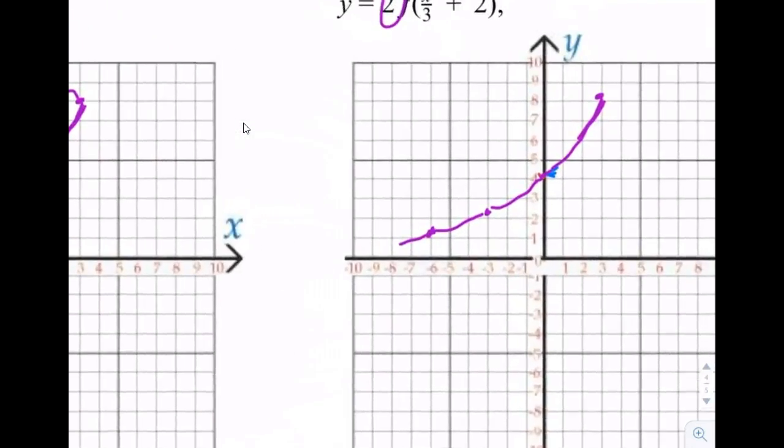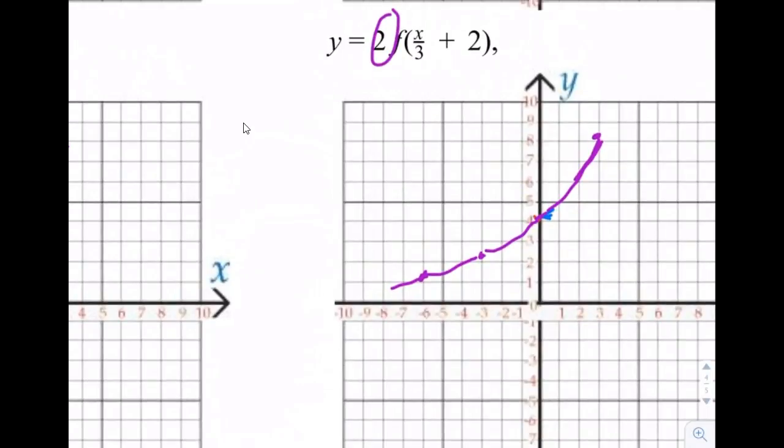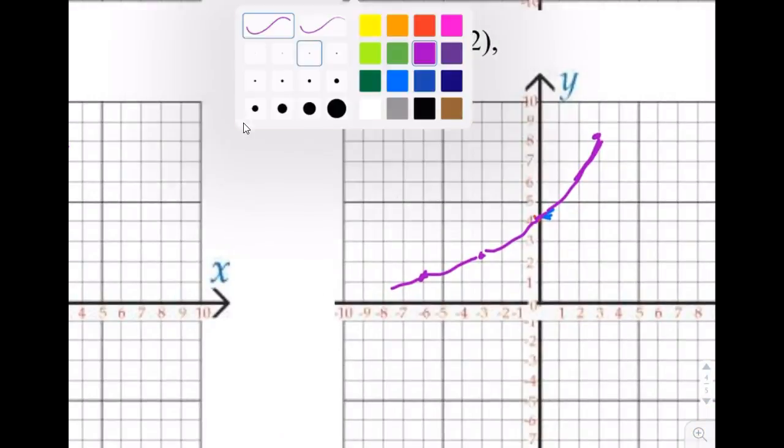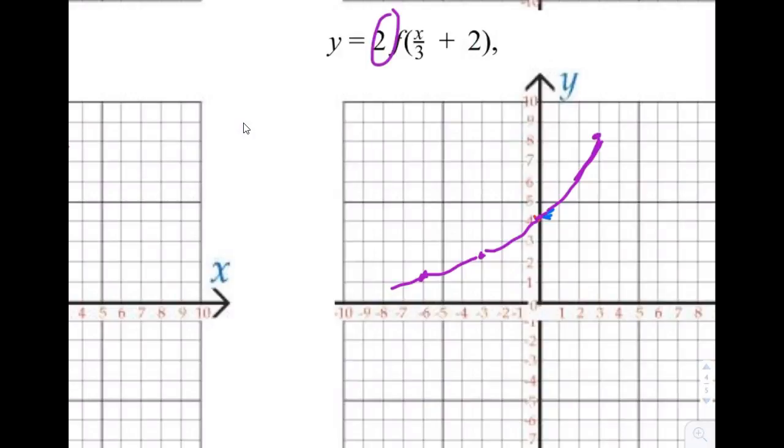And now I'm going to try to move this purple function away from the x-axis by a factor of 2. So, for example, this point here, which is at negative 6, 1, is going to go to negative 6, 2. Negative 3, 2 is going to go to negative 3, 4. 0, 4 is going to go to 0, 8. And after that, it just goes off the screen. So let's try to follow those. Okay, so the orange function is the new function, which has now been moved twice as far from the x-axis.